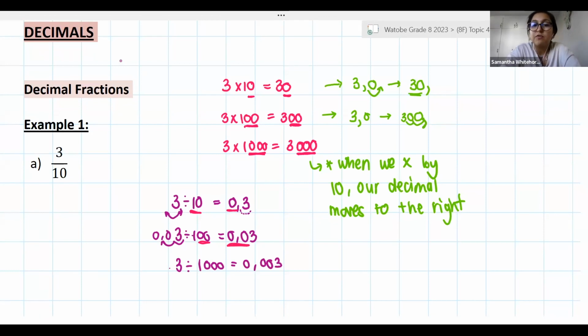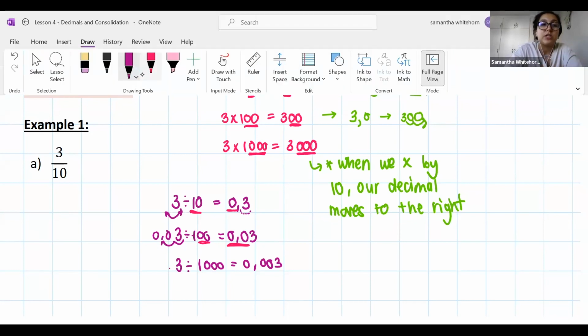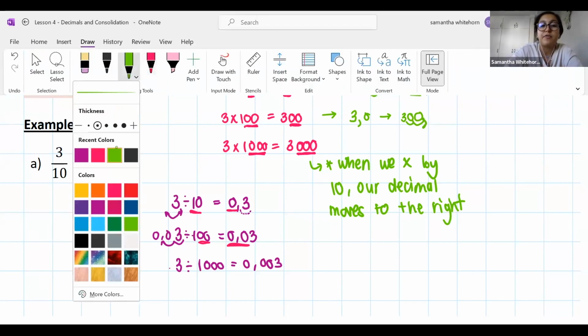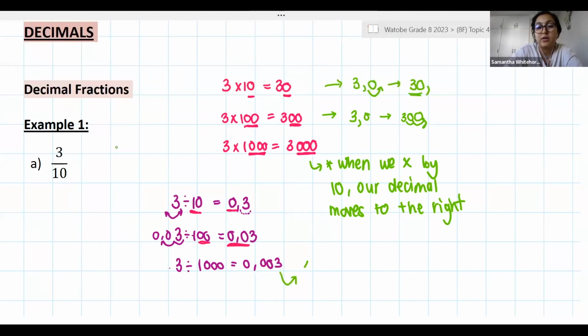And so this is now the logic that we need to use when we start to see how we get from a fraction to a decimal. So I'm just going to make a little note here. When we divide by 10, why is it not writing? Let me try that again. Sorry, guys. When we divide by 10, our decimal now moves left.